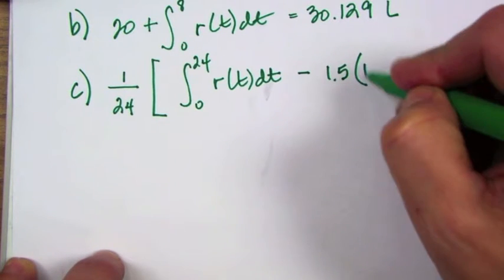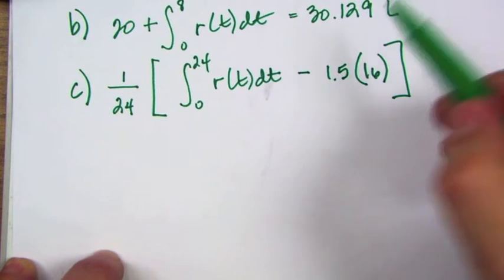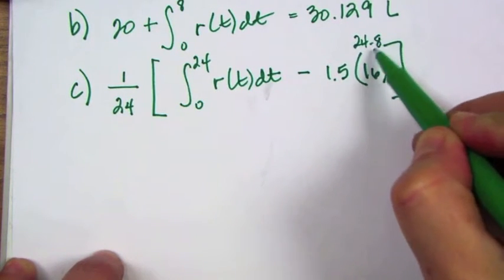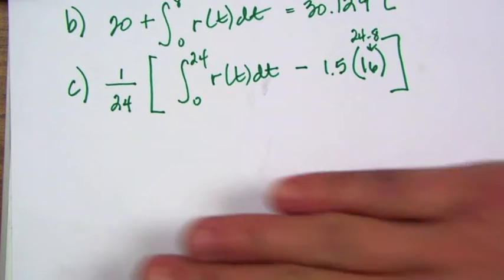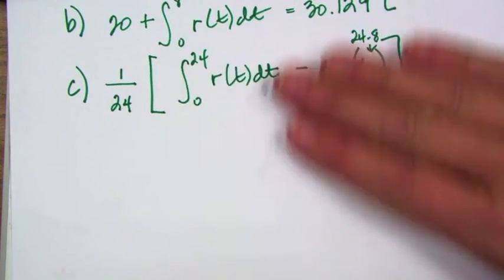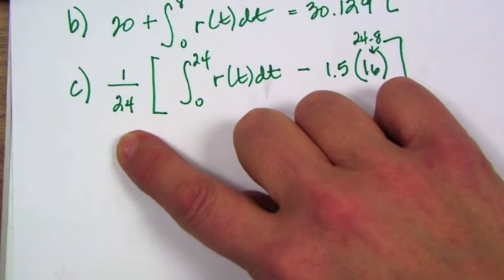Yes, Skylar, how'd you come up with that? 24 minus 8. Why is it 1.5? Because they told me that. At time 8, a pump begins to remove methane at a constant rate of 1.5 liters per hour. And since there's 16 hours left, this is over a 24-hour time period. It doesn't start happening till time 8. So this is my total rate of change and accumulation, and then I would need to divide it by 24 to get the average.